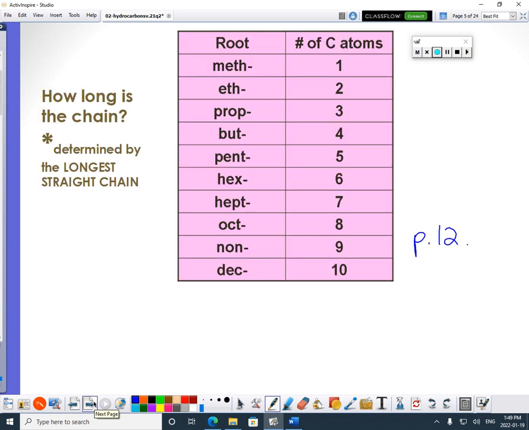So this, which is also on page 12 if you don't like my chart here, is the root. How long is the carbon chain? If it's 1 carbon long, then we use meth. 2 is eth, 3 is prop, 4 is but, and then 5 is pent, like a pentagon. 6 is hex, like a hexagon. 7 is hept, like a heptagon. 8 is oct, like an octagon. So these ones in the middle sort of make sense, right? Use what you know, and then the other ones you have to memorize, okay?